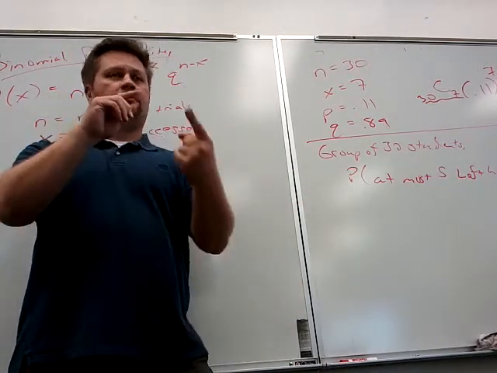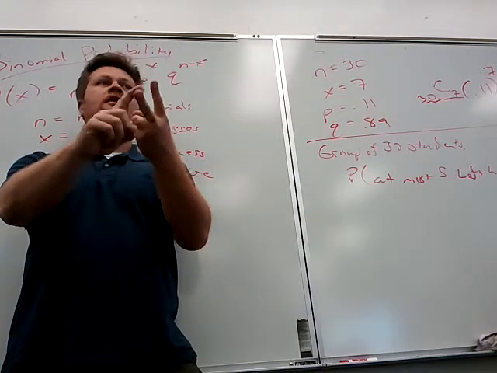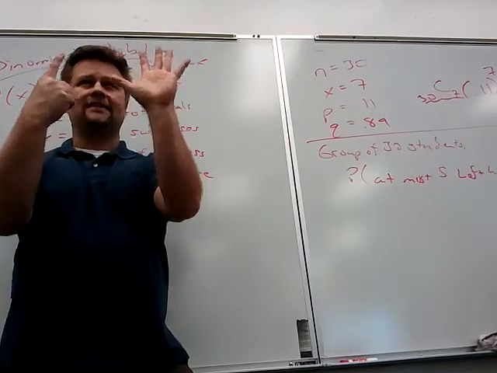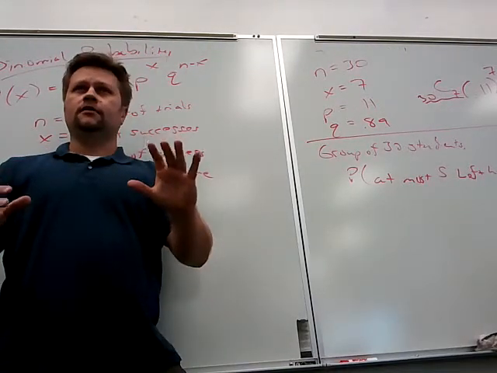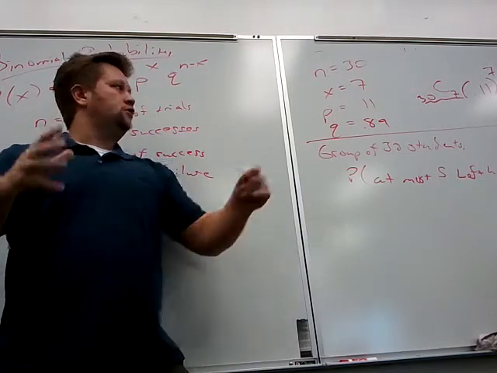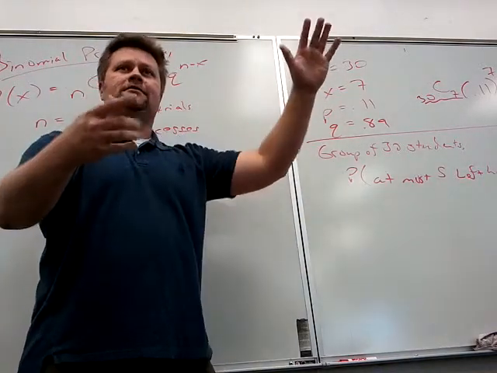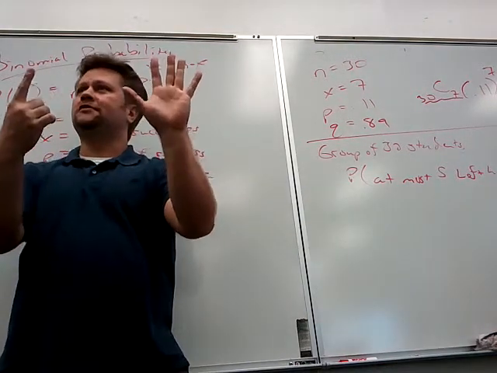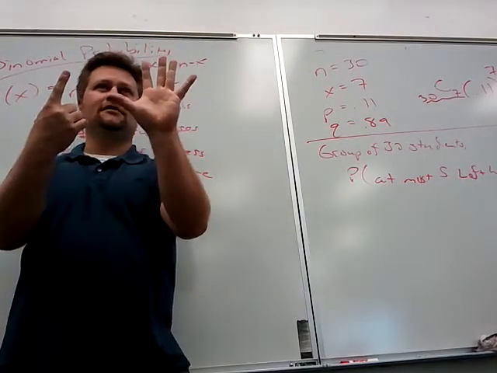Between the 30s. It could be none, 1, 2, 3, 4, or 5. So there are 6 things that match that. You with me? At most 5 means 5 or less. So you'd have to do this formula how many times? 6 times. That sort of sucks, right? You guys with me so far?